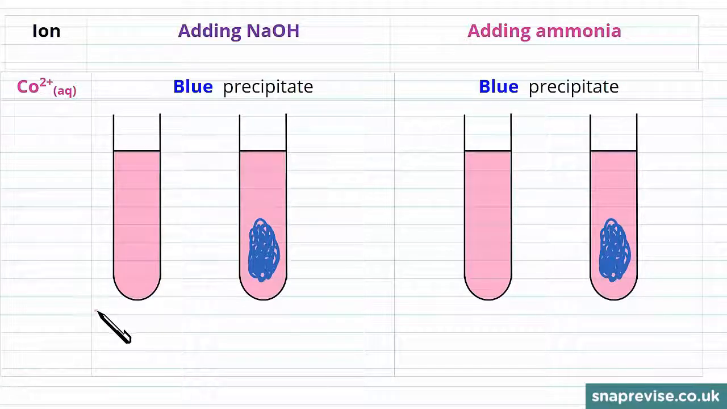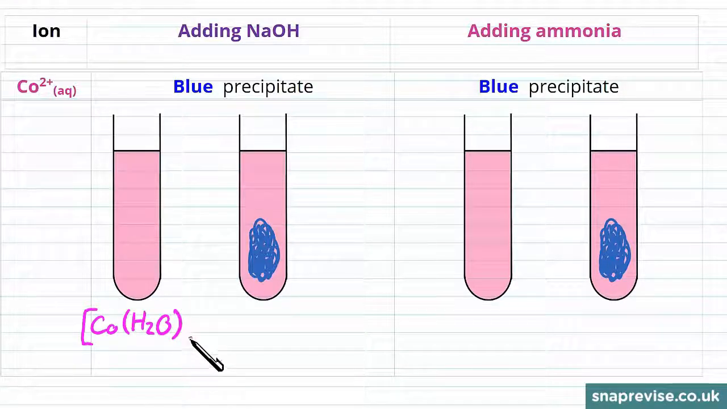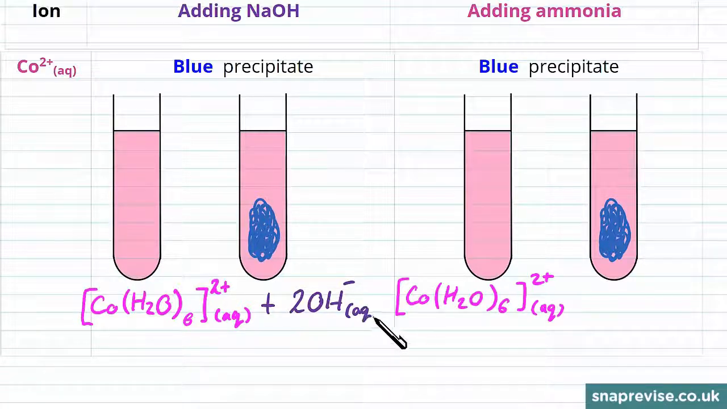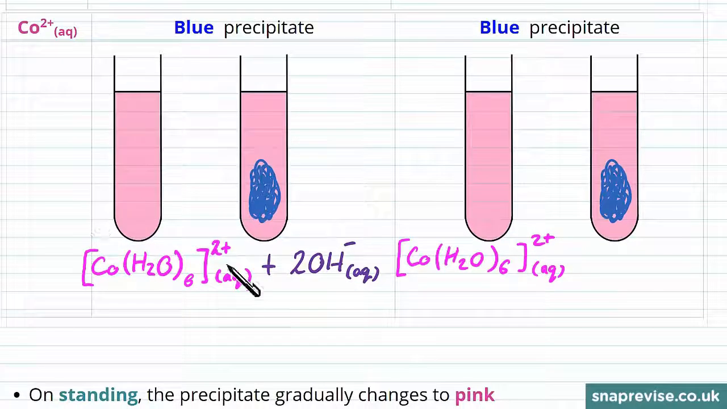In both cases, the complex ion that we start with is cobalt and 6 lots of water, so the coordination number is 6 and the overall charge on the ion is 2+. In the case of a strong base like sodium hydroxide, it's the hydroxide ions, the OH-, that are going to act as bases in this reaction, and they're going to take one of the hydrogens off the H2O molecules, but only 2 of them because this will balance the charge.